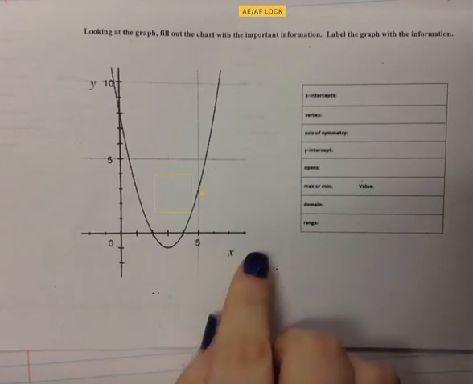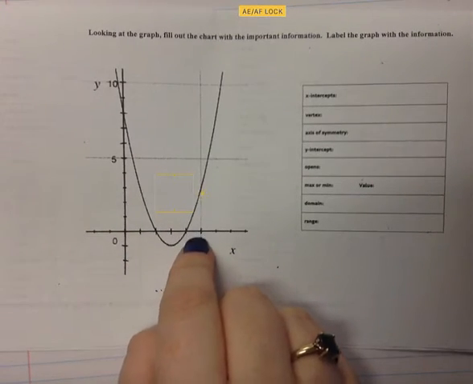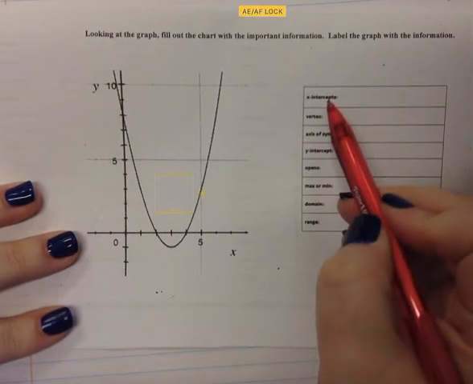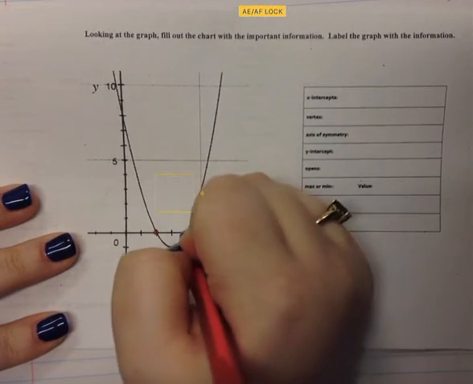So this graph, we can see that it's on an x, y axis, and they're counting by ones because it goes to 5 here, and it goes up to 10 here. So let's first find our x-intercepts. I'm going to write these in red. I'm going to find them on the graph. X-intercepts are where it crosses the x-axis. These are also called roots, solutions, and zeros.